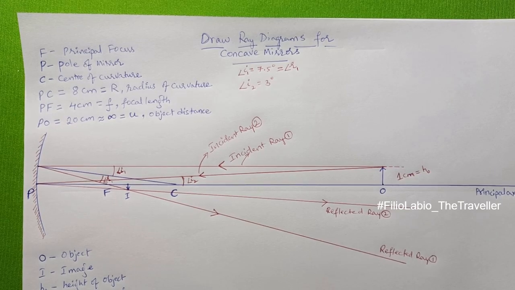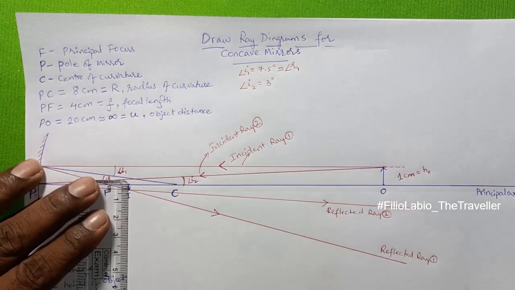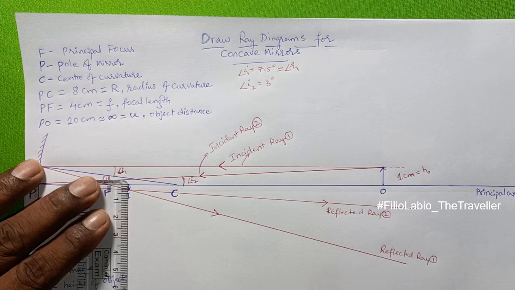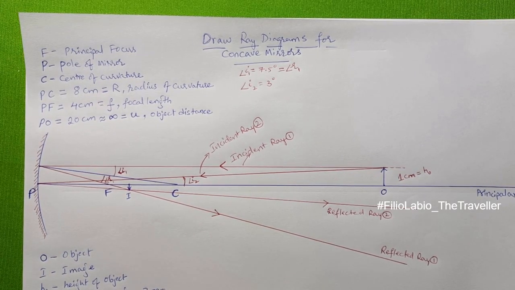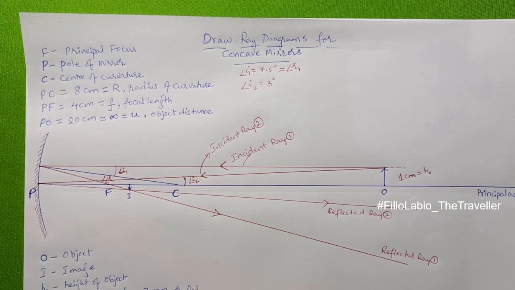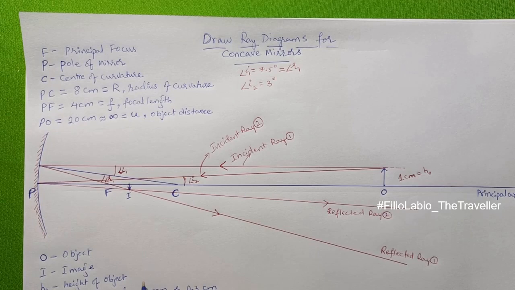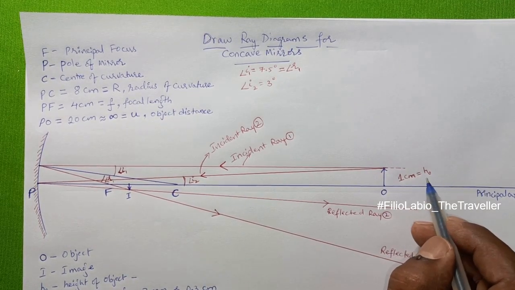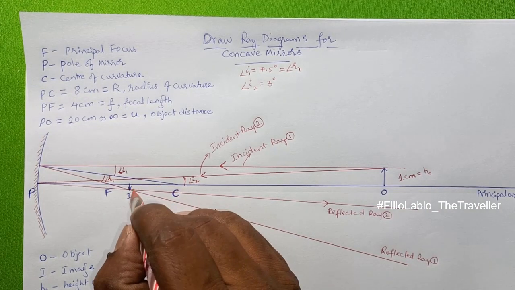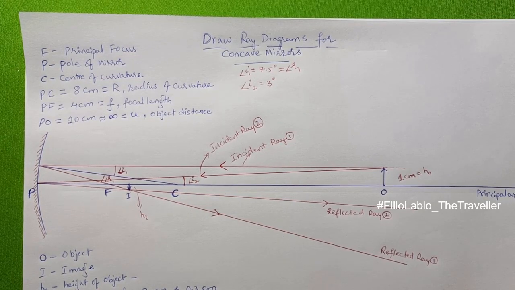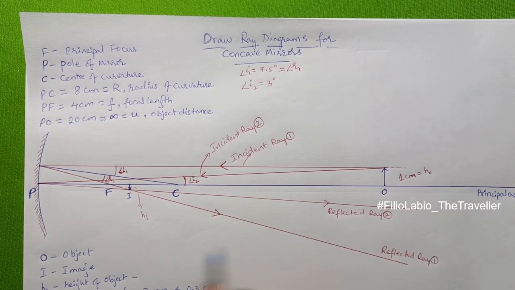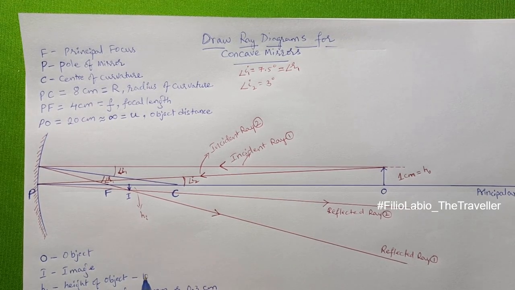So the height of the image is measured. The height of the image is approximately 1, 2, 3, 3 mm. The height of the image is 3 mm or 0.3 centimeter. The height of the object we have already written here. That is HO. So you can also write here HI, height of the image. Therefore, the height of the object is 1 centimeter or 10 mm.